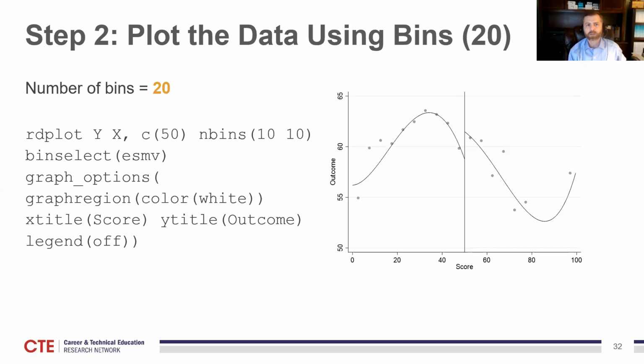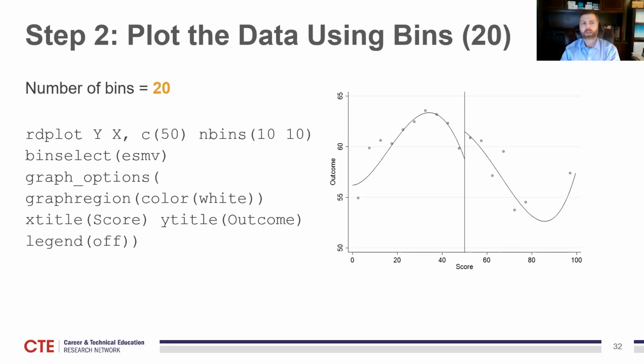And then the number of bins, 10 on either side. That binselect option here is actually the default for Stata. If you specify a number of bins, then that binselect option doesn't apply. But if, for example, we didn't want to pick the number of bins, we wanted to let Stata choose the optimal number of bins, then we could just delete that nbins option. And then Stata would use the equal-spaced, mimicking variance bins, which are optimal.